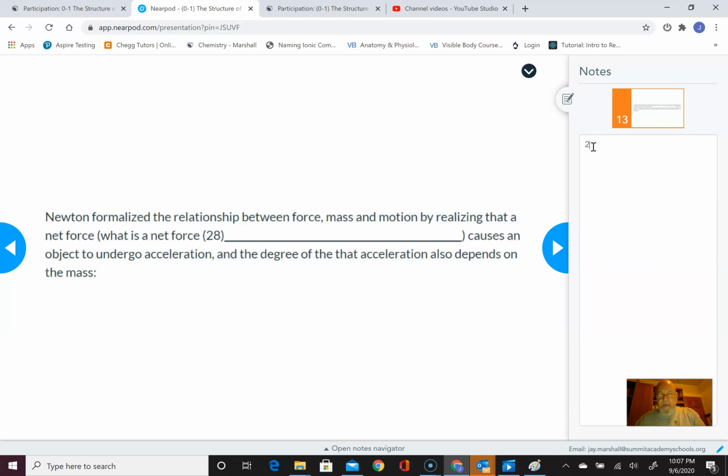I would have asked for some discussion about what a net force is. Here I'm just going to say that a net force is a combined or sum of forces. Okay, it's a combined or sum of forces. And this causes an object to undergo acceleration, and the degree of acceleration also depends on the mass.